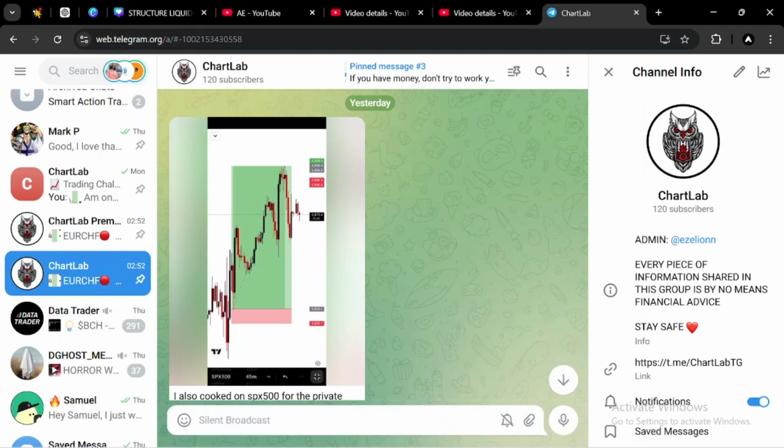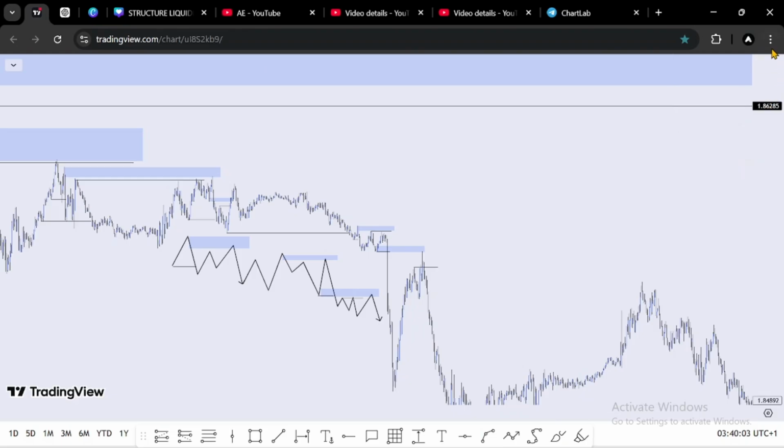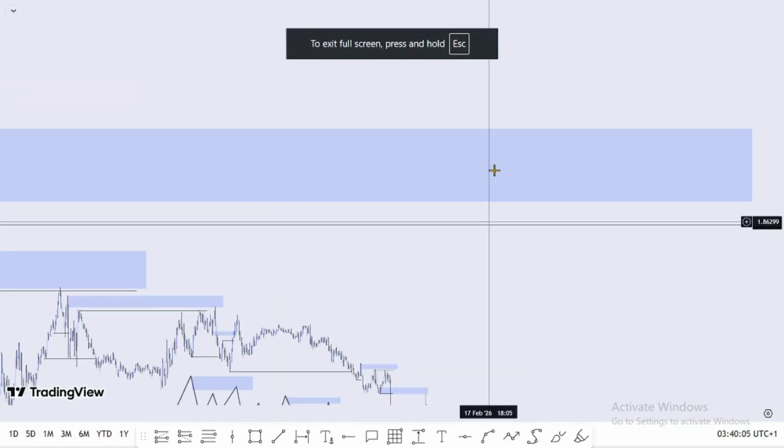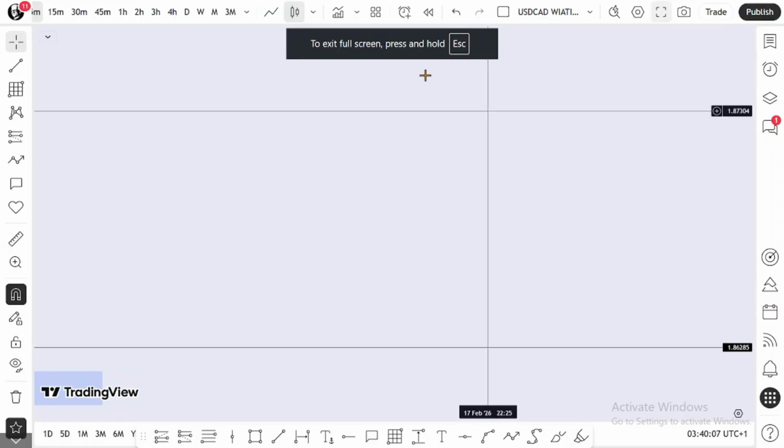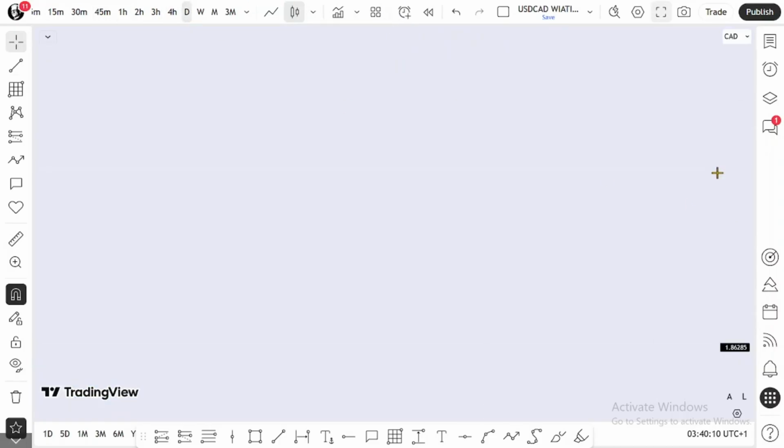Now back to what we are talking about. Now I want to summarize all this using a schematic diagram, so that those of you that didn't get what I'm saying can actually understand it. Now let's go to the daily time frame.